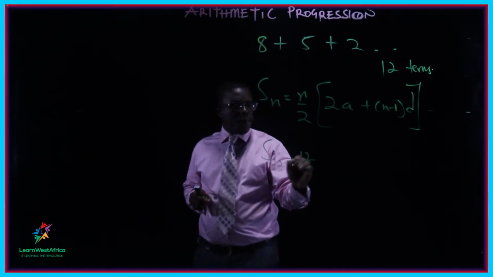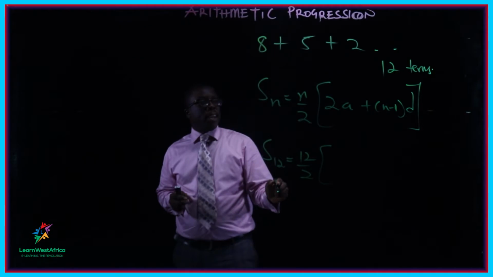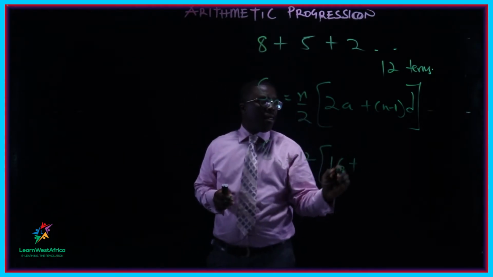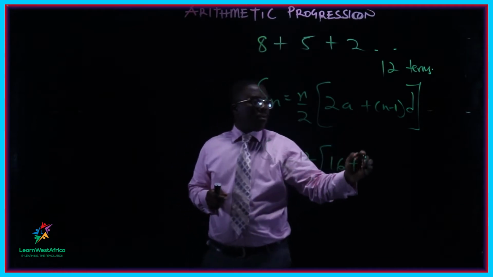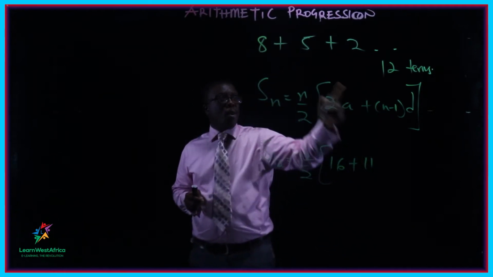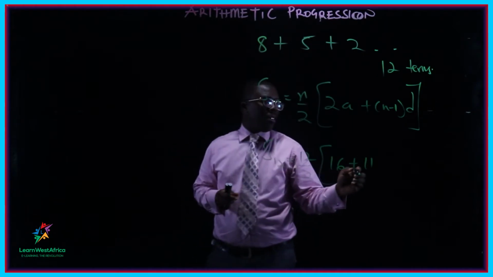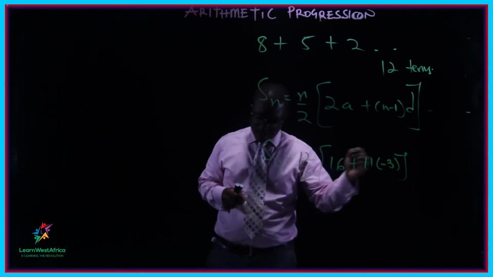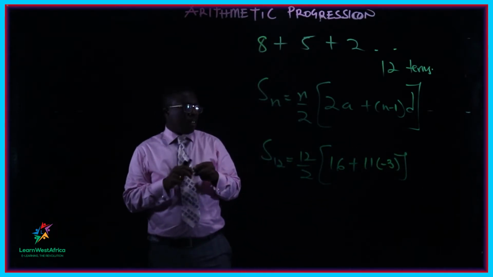That's going to give you 12 over 2 into bracket 2a. Our a is 8, so that's going to give you 16 plus 11. It's 11 because 12 minus 1 will be 11. Then our common difference will be minus 3. So you're going to have minus 3 here. That should be okay for us.